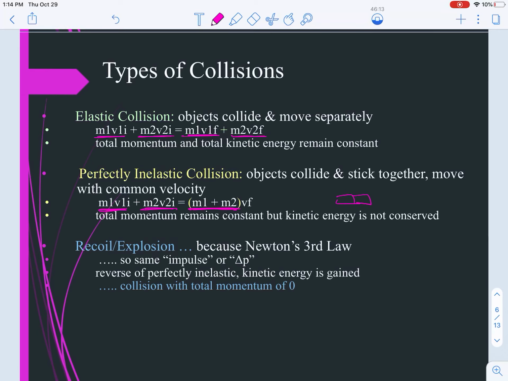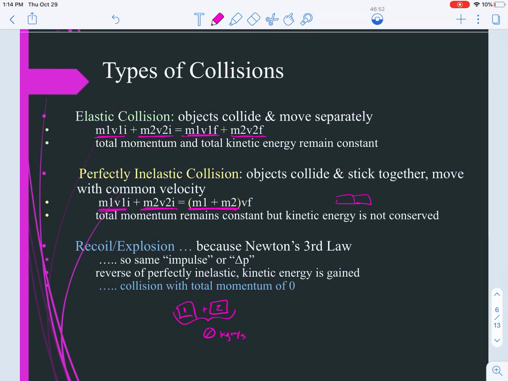Now, the last thing that I have here is something called recoil, or you may hear them called explosion collisions. And so this is basically a reverse perfectly inelastic collision. So I have two objects that are going to give me a total momentum of 0. Now I want you to stop and think about this for a second. I have object 1 and I have object 2, and these two objects are going to add up so they provide a value of 0 kilogram meters per second.